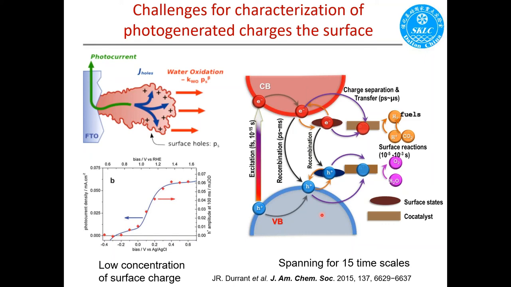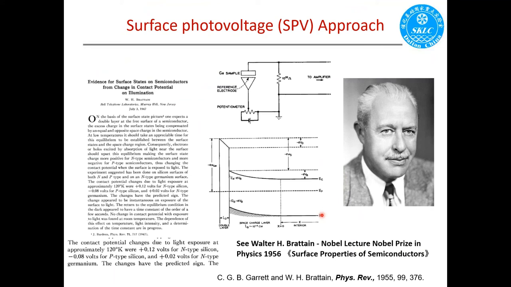One of the important approaches to see the surface charges in semiconductor physics is the surface photovoltage. This method was first reported by an American scientist, Professor Brattain. In his paper published in 1947, he mentioned that he saw a very interesting phenomenon. The contact potential changes due to light exposure. For n-type and p-type silicon, the contact potential changed in opposite ways.